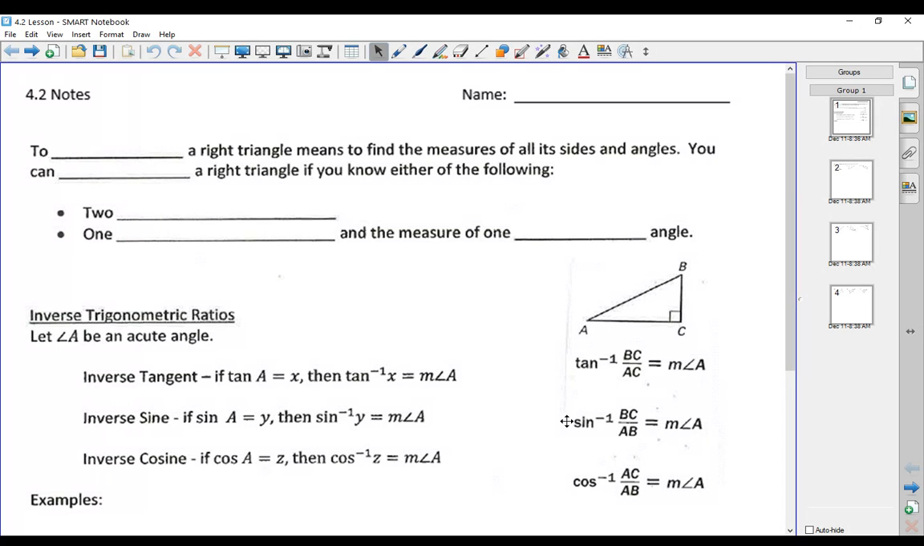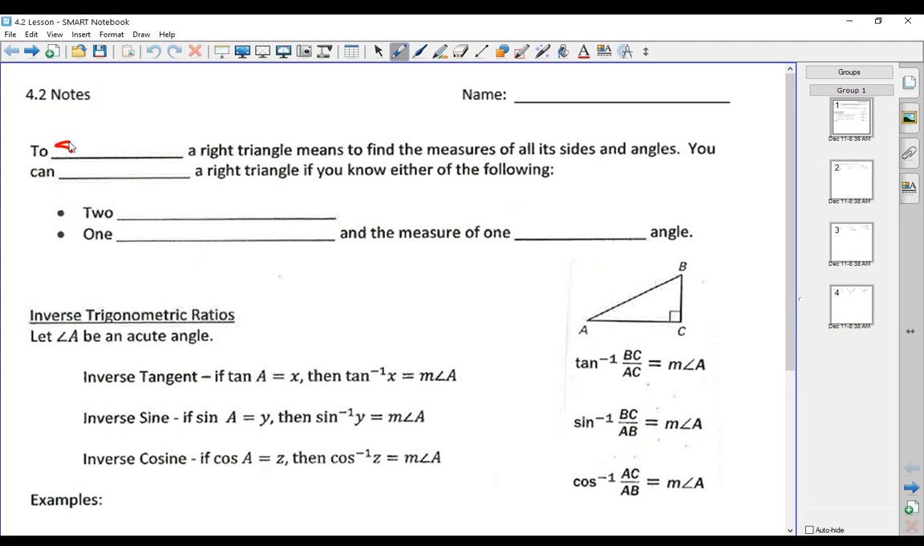This is a two-part video, and this is the first of the two parts. You should fill out your note sheet as you watch the video. This is the last lesson in Unit 4. This has been a short unit, only 2 lessons long. And today we're going to be talking about solving right triangles.